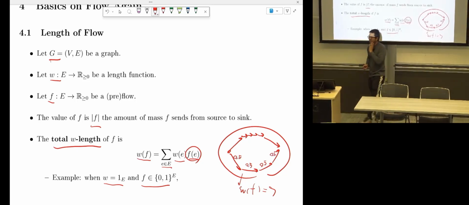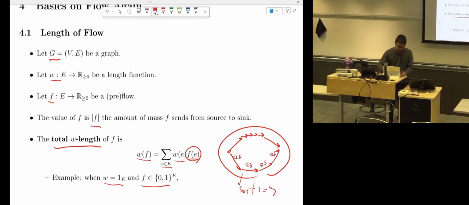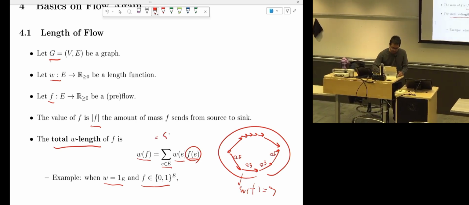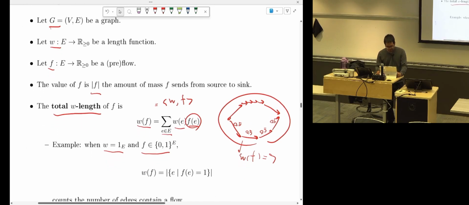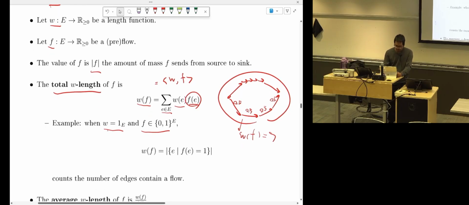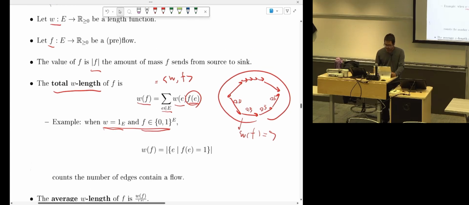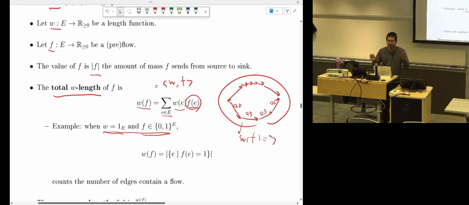This can be written succinctly as W inner product with F, but we don't need that. When this is a simple one, it just counts the number of edges on the flow. But in general, it can be more general.